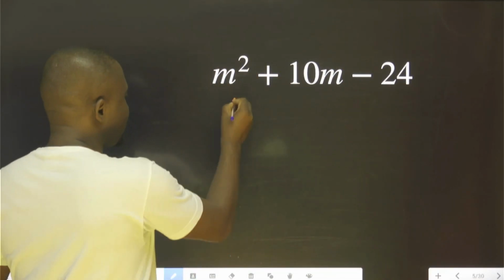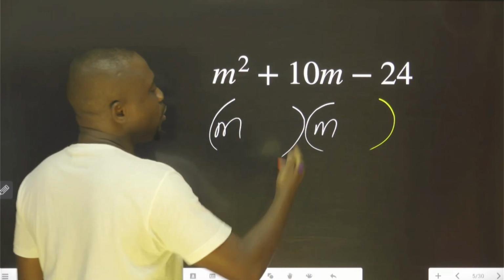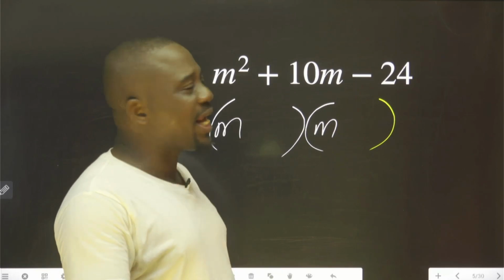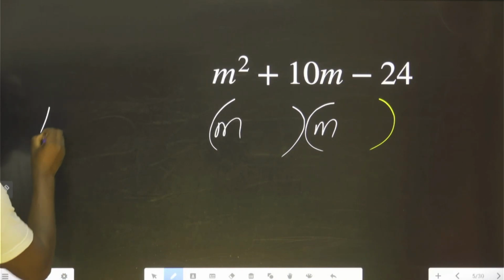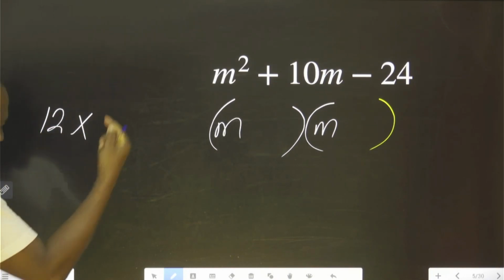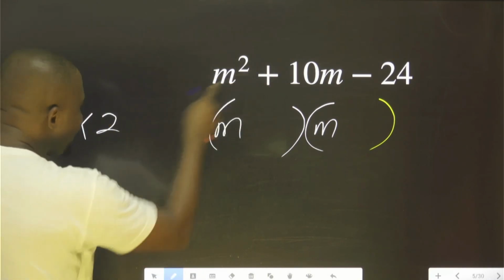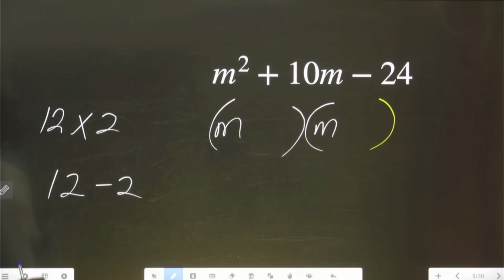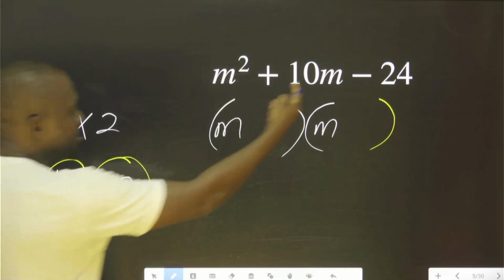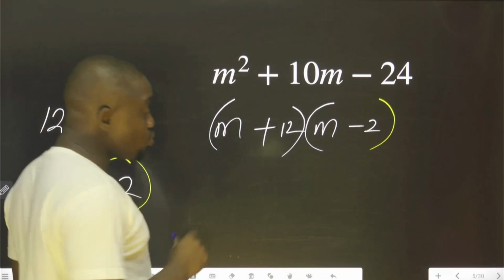Another one. Because 1 is here, just go straight. m squared plus 10m minus 24. What are the two values? If you multiply them together, you have minus 24. If you add them, you have 10. I can see from normal arithmetic thinking that 12 multiplied by 2 will give us 24. What will give us plus 10 is 12 minus 2. Also, if I multiply these two, will give me minus 24. Very easy. Plus 12 minus 2.